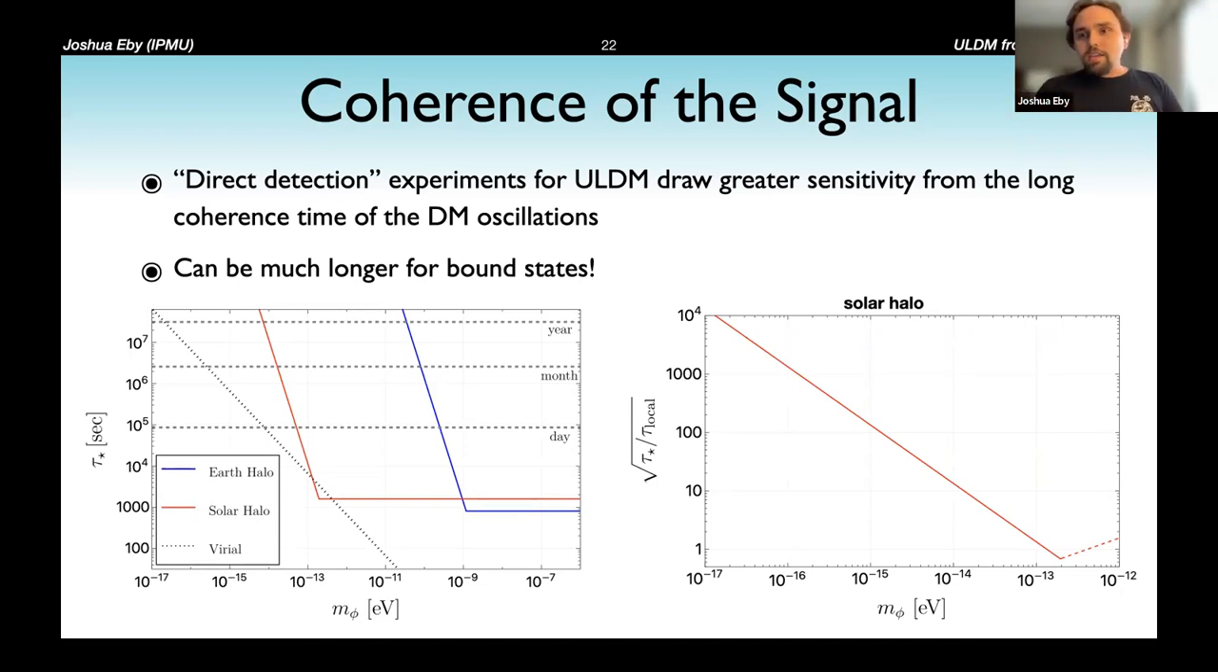In the figure on the right, I'm basically showing the possible gain if you really optimized your experiment for these long coherence times, because roughly what you're going to gain is the square root of t. And so you can gain one or several orders of magnitude depending on the experiment. So that's a practical thing that an experiment would want to take into account in a focused search for a bound state.